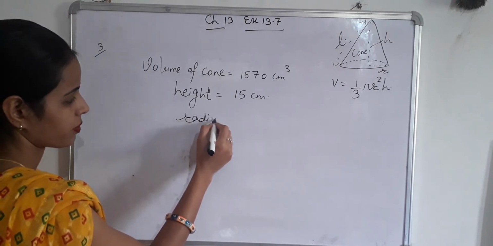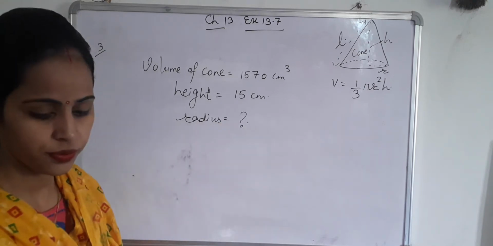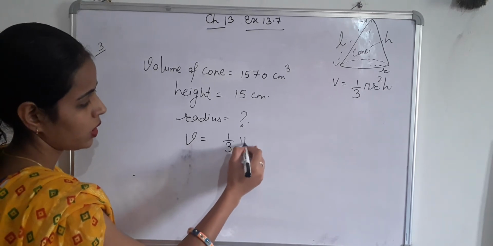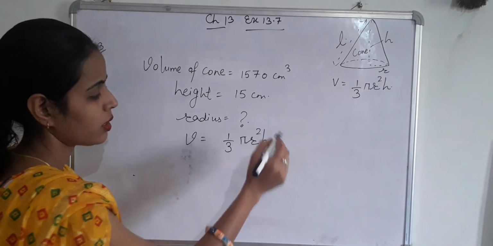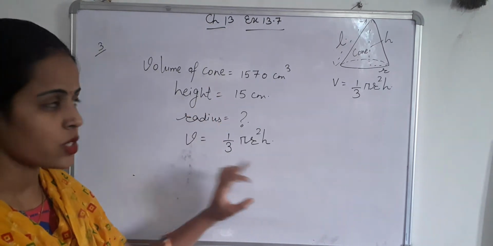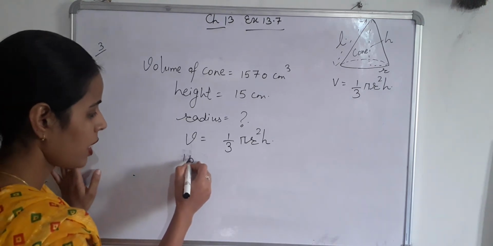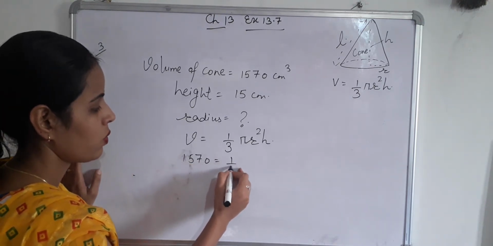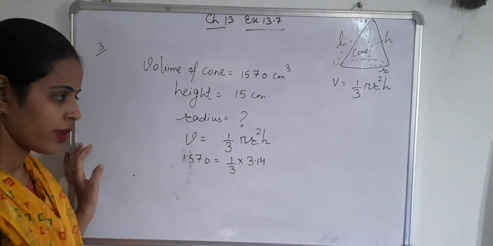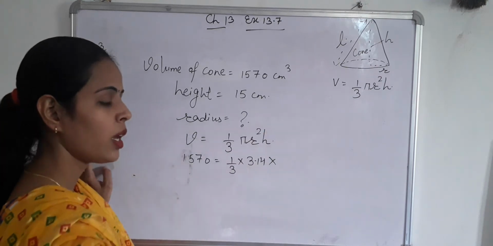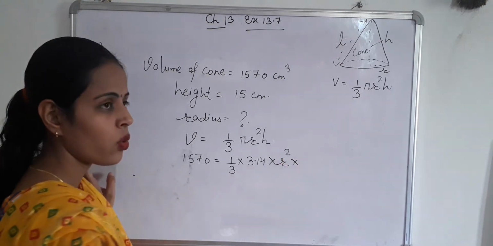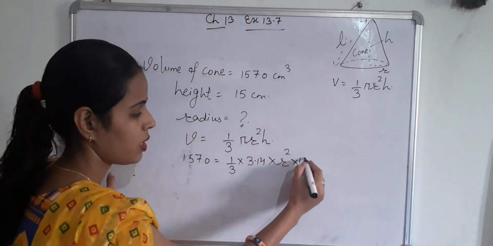Radius R. Volume of cone equals 1 upon 3 pi r square h. Volume is given: 1570 is equal to 1 upon 3 pi. Use pi 3.14. 1 upon 3 pi r square. We have to find out the value of r, so write r as it is. R square into h. H is given, 15 centimeter.